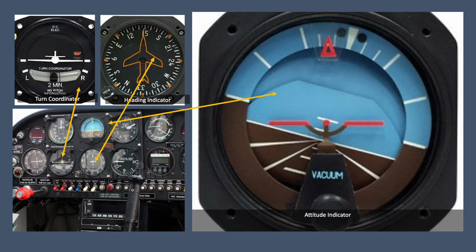The attitude indicator is one of the family of gyroscopic instruments. Two other examples of gyroscopic instruments are the turn coordinator, or turn and bank indicator, and the heading indicator.